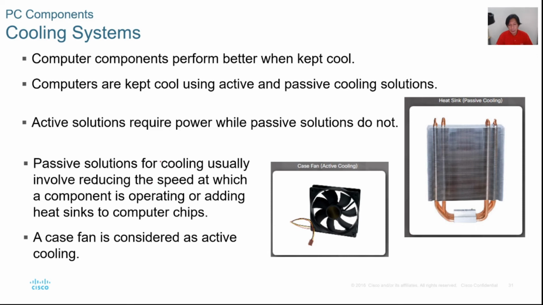Passive cooling solutions usually involve reducing the speed at which the component is operating, or adding a heat sink to the computer chip. Most of our CPUs have a heat sink like this. A case fan is considered active because we need a power supply to make the fan spin. That's the difference between the two types of cooling systems.